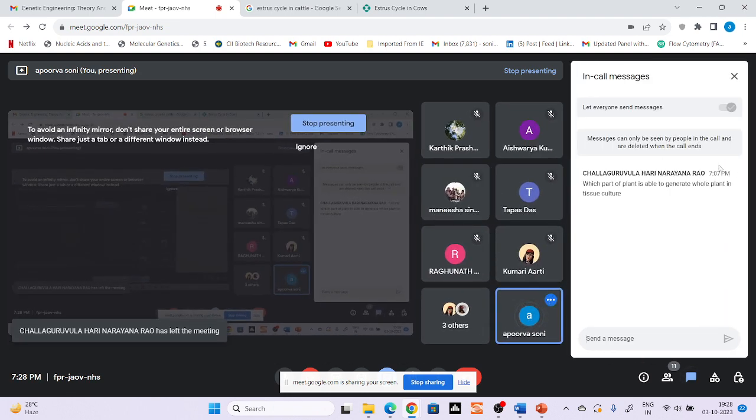I don't know. But Narayan Rao has asked a question in the beginning: which part of a plant is able to generate the whole plant in tissue culture? Basically, it can be any plant, any part. Mostly people use leaves. The part of the plant that you use for tissue culture is known as the explant. For example, you can use leaves, or other parts also.